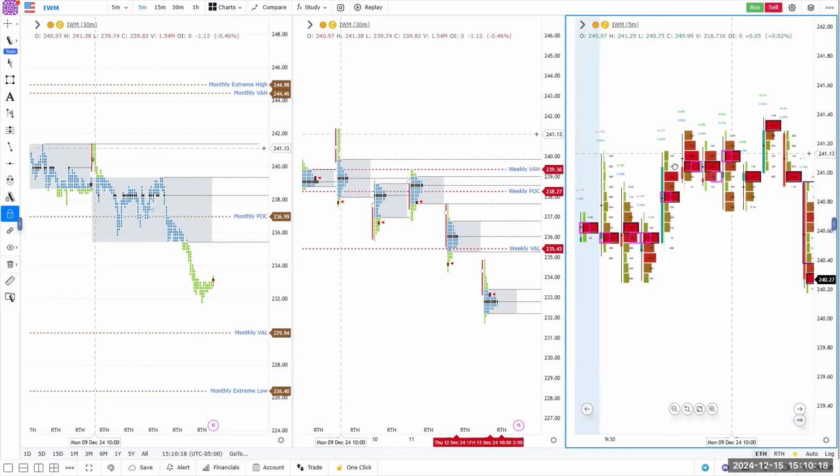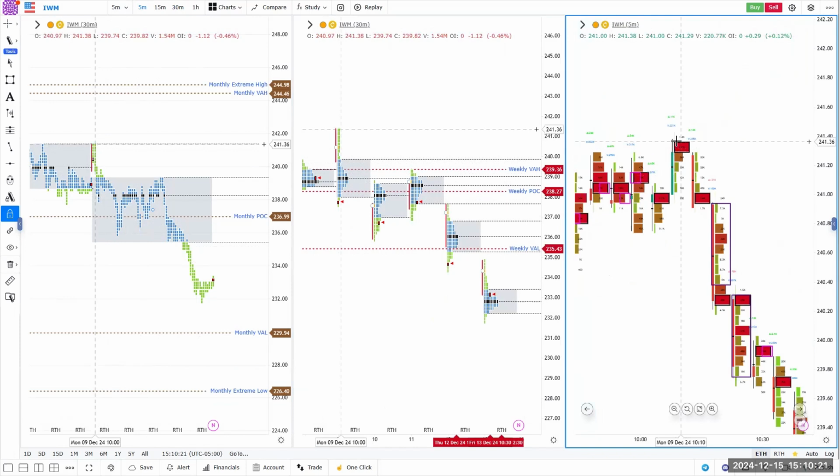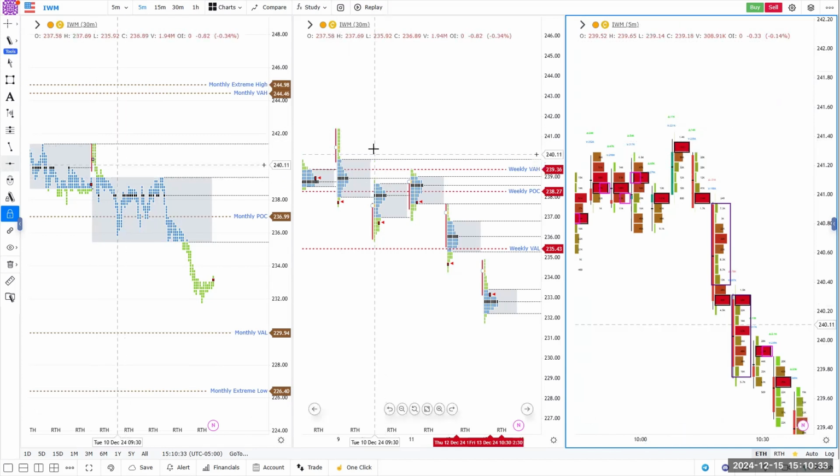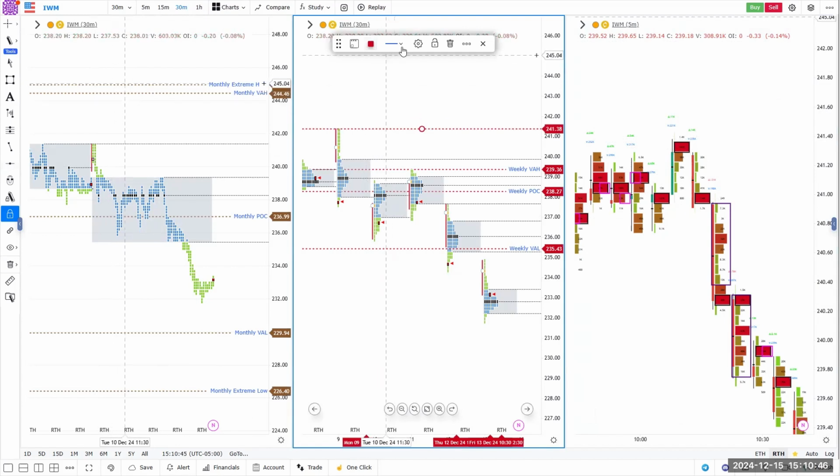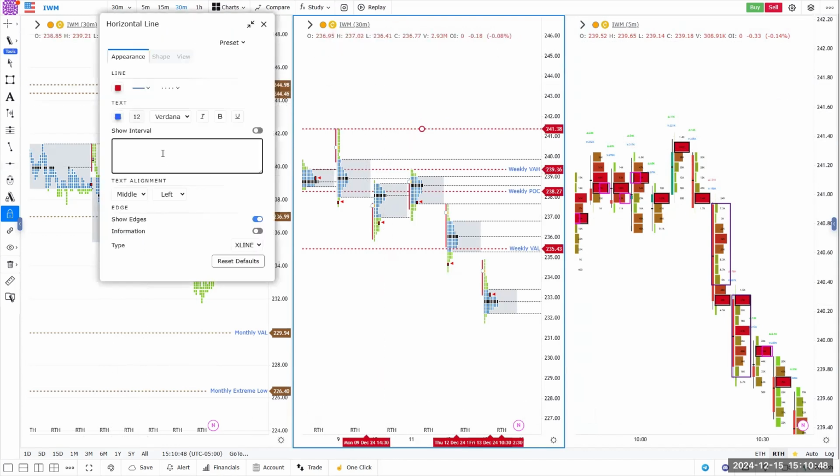All right, so it looks like the extreme high was put in Monday the 9th at 10:10. So right here, 241.38. You can see that at the top here. All right, I'm going to put that on my weekly. 241.40, 241.38. There we go. And that is the weekly extreme high.